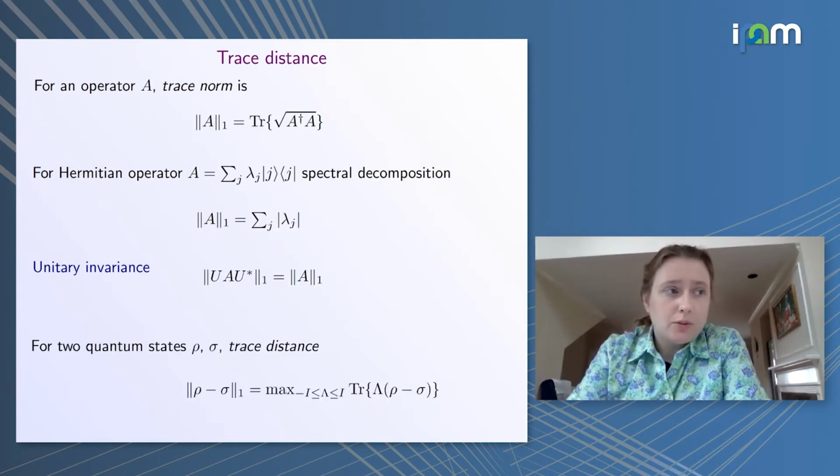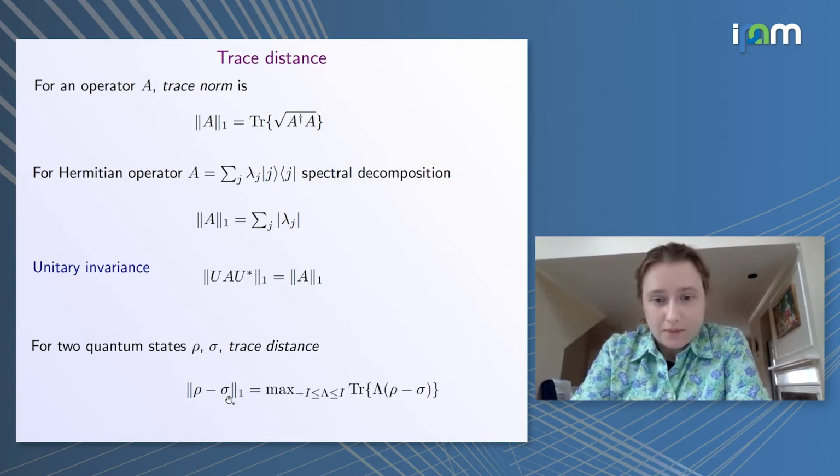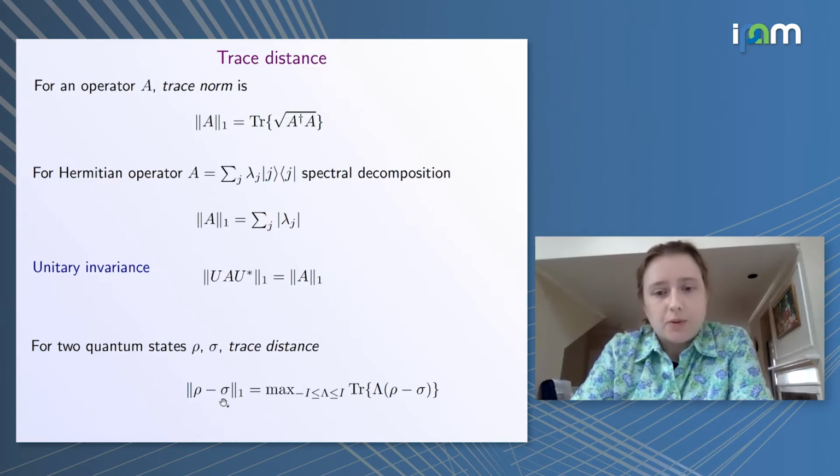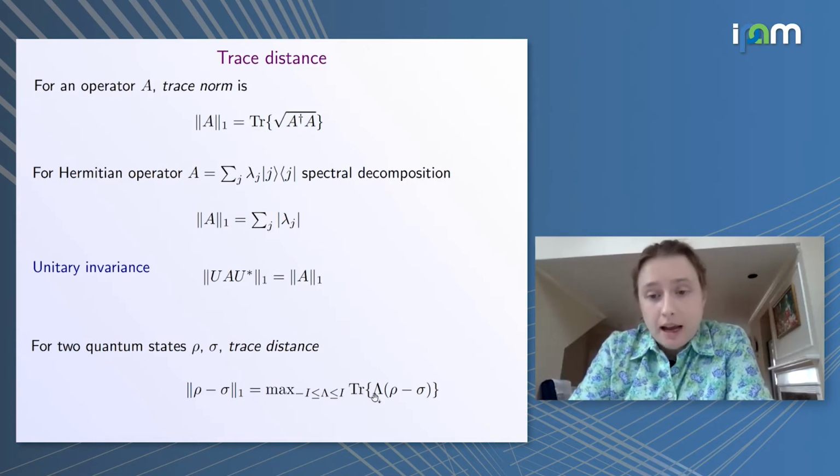And for two quantum states, rho and sigma, we define the trace distance as the trace norm of the difference. So this is the trace norm, or norm one, of the difference between rho and sigma. It can also be written as a maximum over all possible traces of lambda acting on the difference of rho and sigma, with a bounded operator lambda.